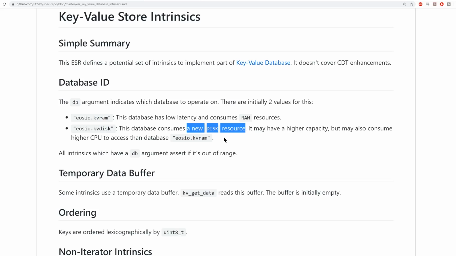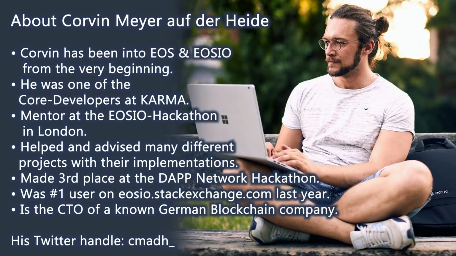So real quick, before we dive into what DISK is, I want to tell you a little bit about Corvin himself. Corvin has been into EOS and EOSIO from the very beginning. He was one of the core developers at Karma. Shout out to Dallas Rushing. He was a mentor at the EOSIO hackathon in London. He helped and advised many different projects with their implementations and made third place at the DAPP Network hackathon, as well as being the number one user on EOSIO stackexchange.com last year. He's also the CTO of a known German blockchain company, and his Twitter handle is CMADH underscore. So that's kind of like his credentials.